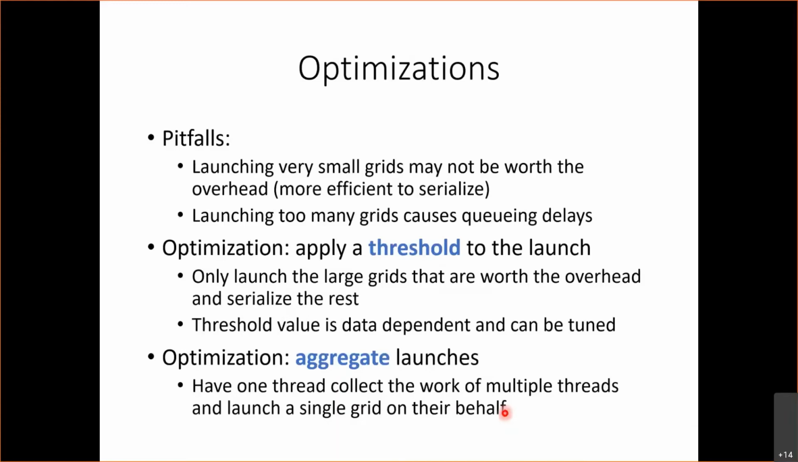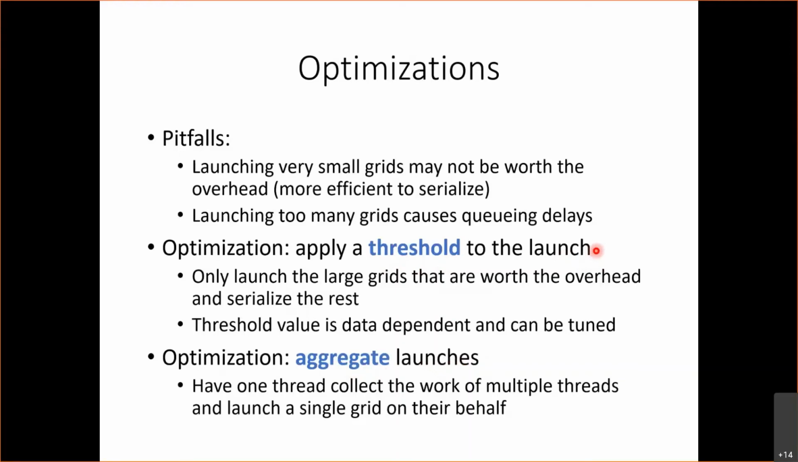So the second optimization, aggregation, is quite involved and complicated, so we're not going to implement it today in class. However, there are papers that you can read on how to do this, and there's also a special compiler that does this kind of optimization automatically. What we will look at today is applying a threshold to the launch, which is much simpler to implement. Let's try and implement this and see what kind of improvement we get.